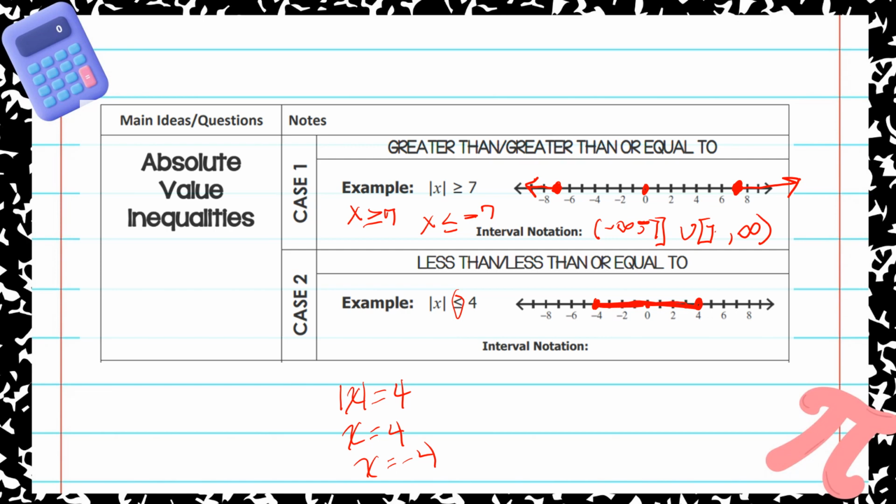Okay, so this, going back to our compound inequalities, is an and. We said this was an or. Okay, so we know that x is less than or equal to 4, and x is greater than or equal to -4. And then our interval notation, brackets, because it's included, -4 to 4.